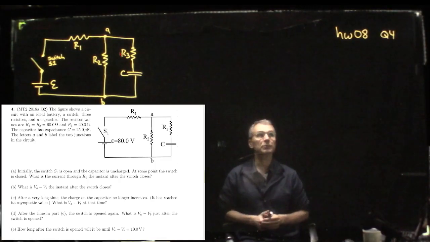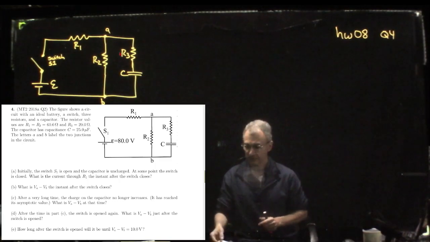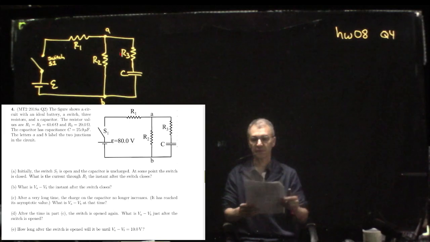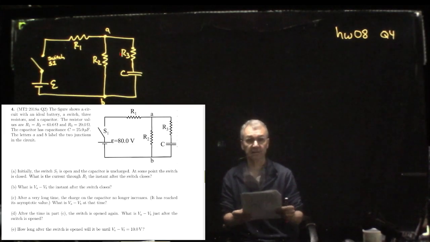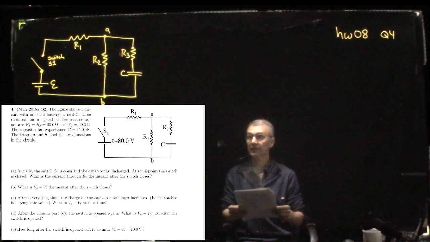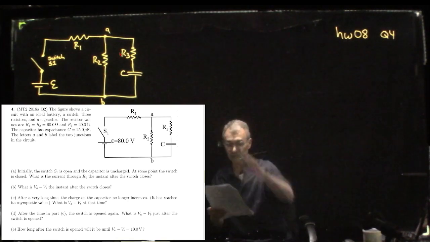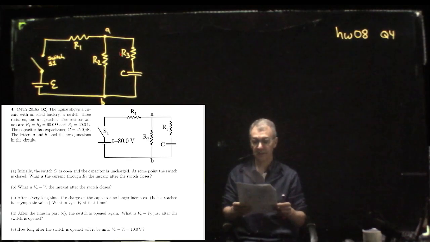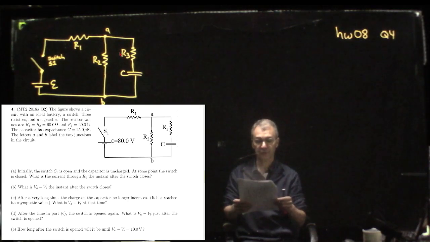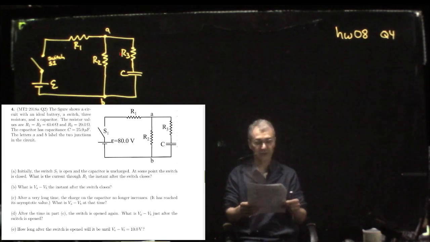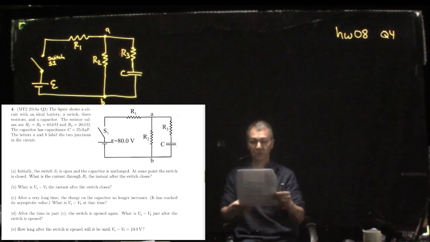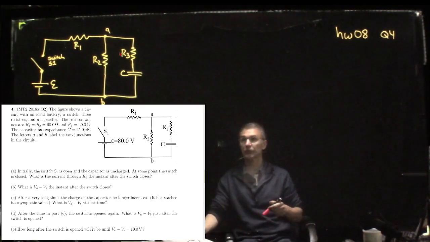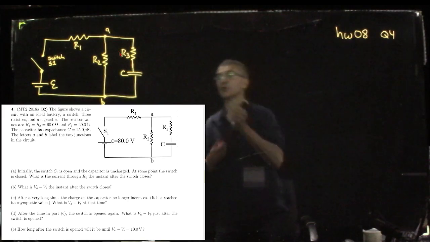Let's do problem 4 from homework 8, which is from the spring 2018 midterm 2 exam. It was question 2 on that exam. So we have this RC circuit, which I've drawn over here. Initially the switch is open and the capacitor is uncharged, Q equals 0. At some point, the switch is closed, and we want to know what is the current through R1, the instant after the switch closes.